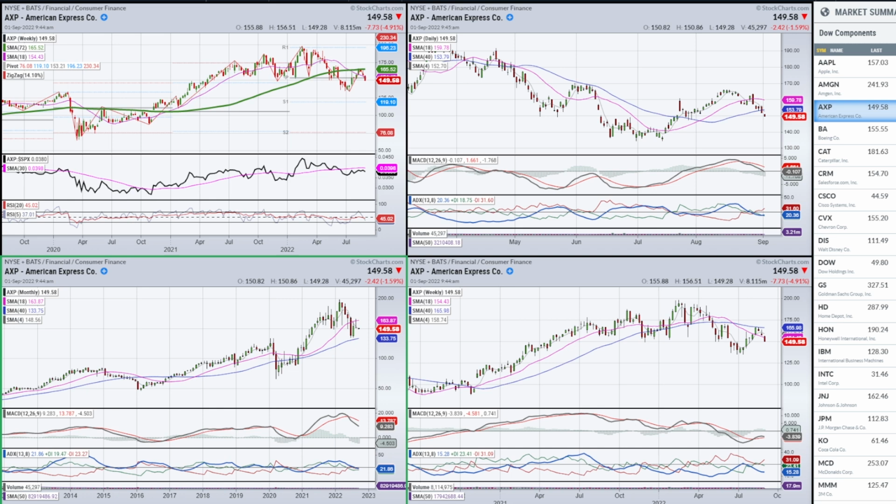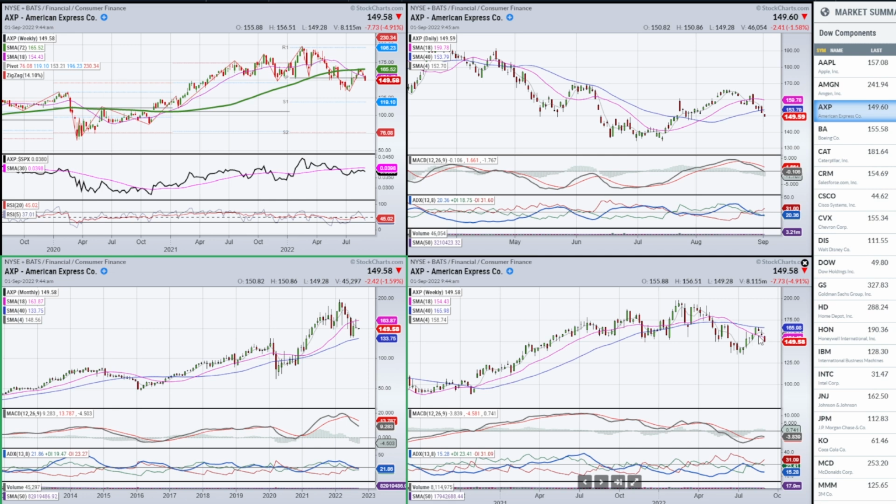American Express is a concern here. We had a failure at the 18-month line. That line is rolling over. You can see the MACD lines on the monthly turn down and falling, going against price, or pulling it down, working off an overbought condition.